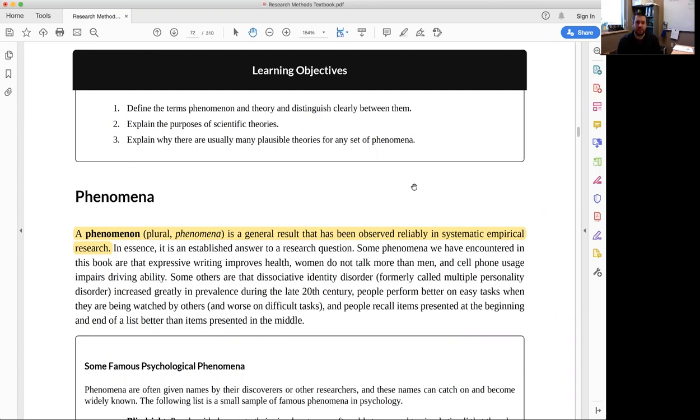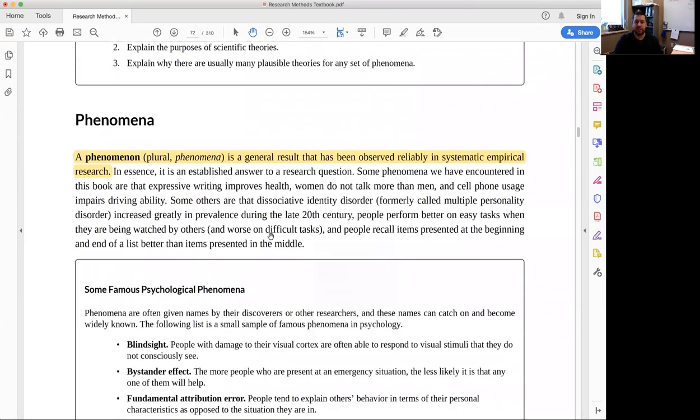So first thing is phenomenon. Essentially the way that we define phenomena in psychology is a general result that has been observed reliably in systematic empirical research. Right? So this is not just that it's been observed out in public. You might see something consistently happening, but that doesn't make it a phenomenon until it's been highlighted in empirical research. So we save that term for after it's been found time and time again through research.